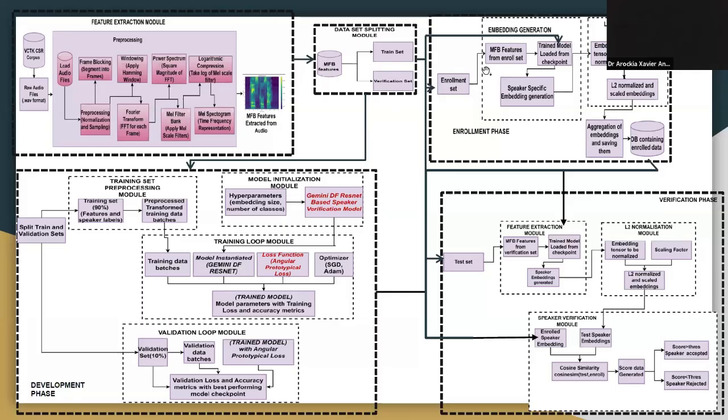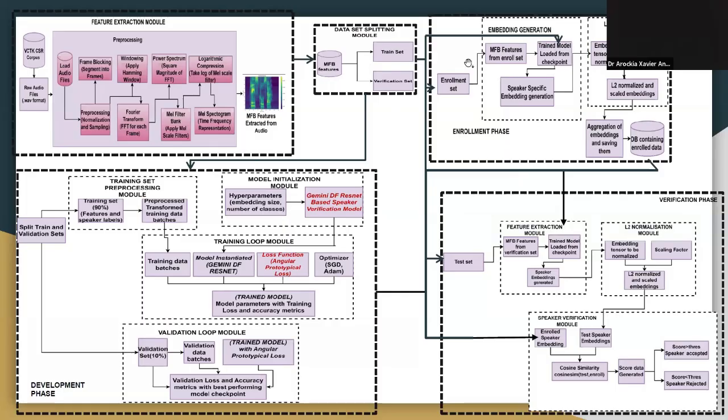Once you have that, you feed it to the enrollment phase. Here in the enrollment phase, again, we need to generate the model. And again, you have the verification phase, where it compares the model with the verification. In the meantime, we have the development phase, wherein we try to improve the working of the model using the angular prototypical loss, which is controlled over the given model.